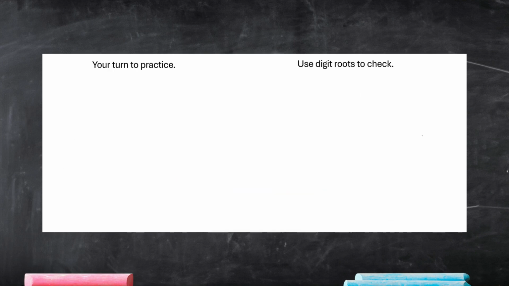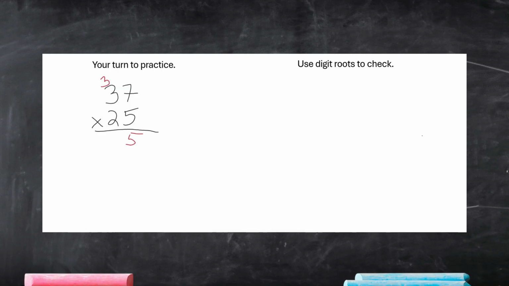All right, here we go with your turn to practice. We are going to open up with the problem of 37 times 25, and we're going to go ahead and solve that. First step would be to do 5 times 7, which is going to give us 35. We're going to go ahead and carry the 3 and record the 5.